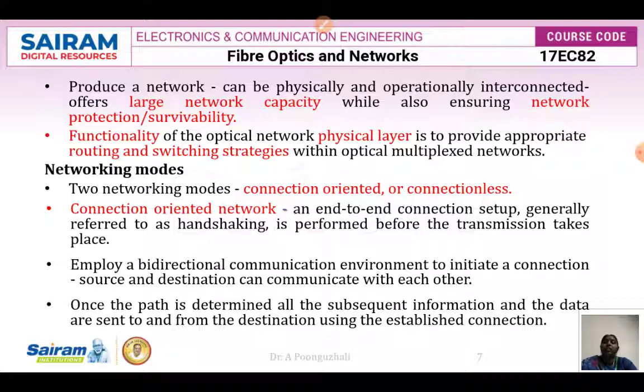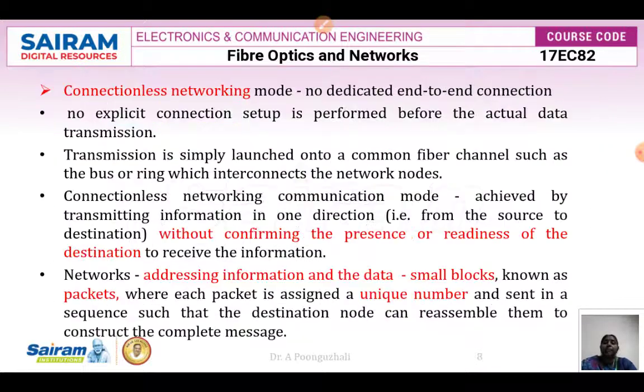In a connection oriented network we can employ a bidirectional communication environment, so that the source and the destination can communicate with each other. Once a path is determined, all the subsequent information and data we want to send are sent from the source to the destination, or from the destination to the source, using this established communication path.